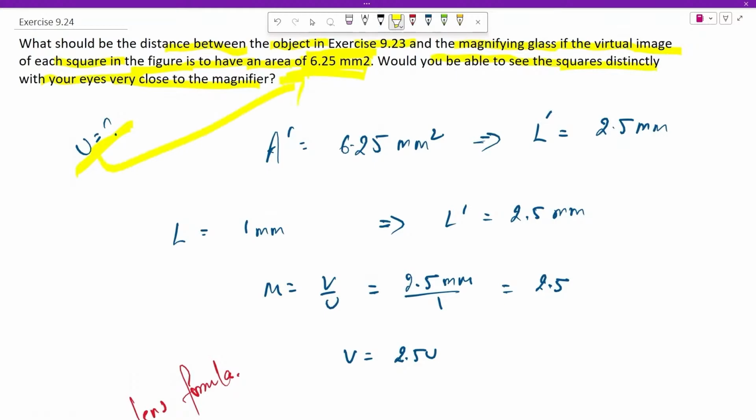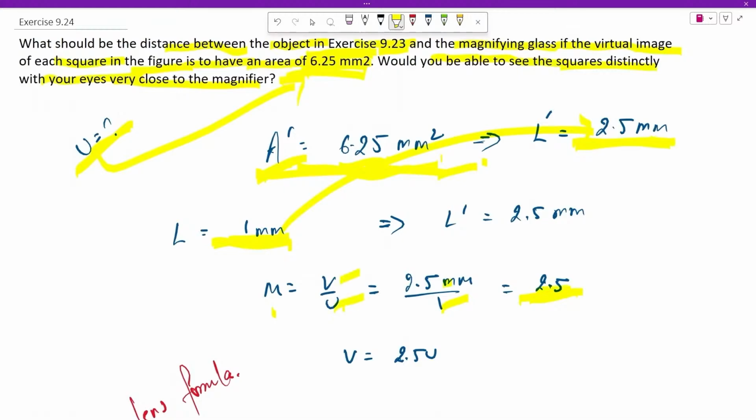So we can say that A dash is 6.25 millimeter square, where A dash represents the area of the image. We can deduce from this the length of each square. The length would be the square root of this area, which gives us 2.5 millimeter. Now we saw that in question number 9.23, the length and the width of each square was 1 millimeter. So upon magnification, it is going to be equal to 2.5 millimeter. So linear magnification is going to be V by U, which is the final length divided by the initial length, that is 2.5.